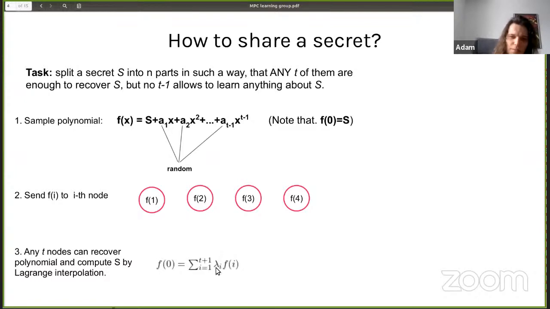These lambdas here are Lagrange coefficients. I'm not putting the form of these coefficients. It's pretty standard and can be found on Wikipedia, and it's also complex enough to not discuss it in this talk. So I hope everyone is up to date with secret sharing, so we can go to the actual protocols.